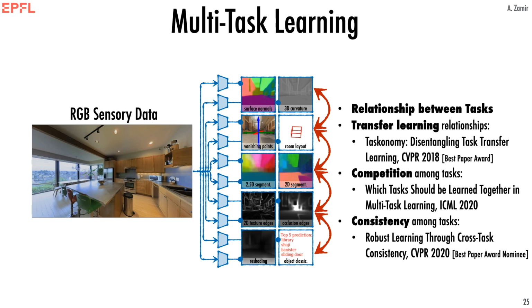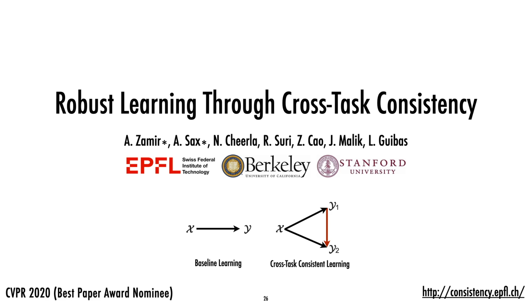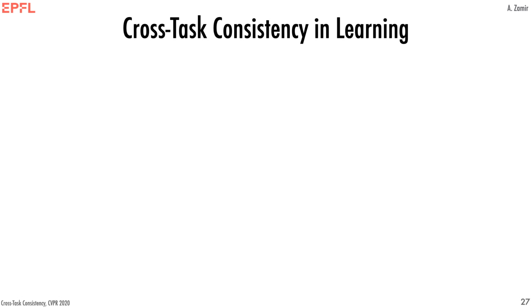Competition and cooperation among tasks, or negative transfer, is something else, in ICML 2020. You can look at the paper if you're interested. And consistency among tasks is something that I would like to discuss today. We recently did this paper in CVPR 2020. So what is cross-task consistency?